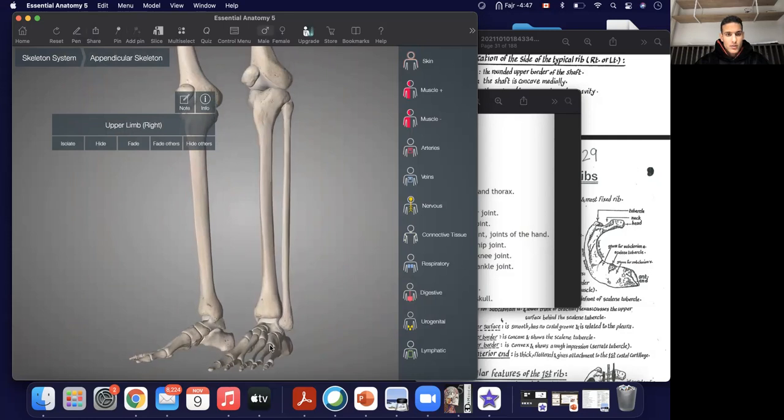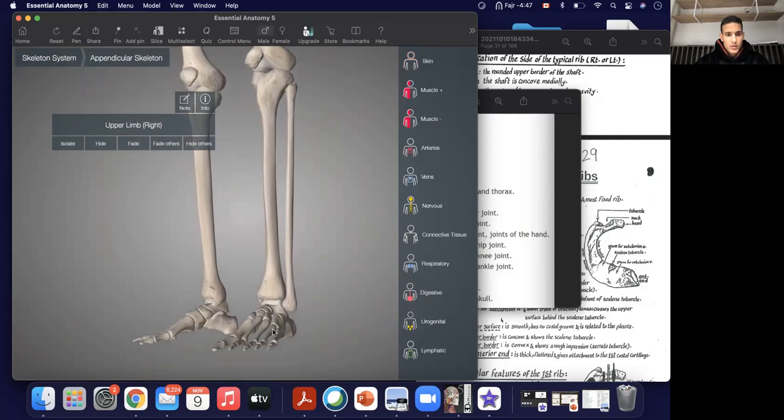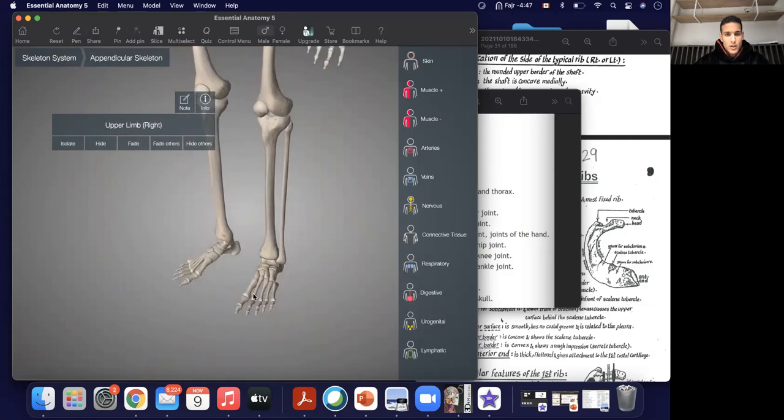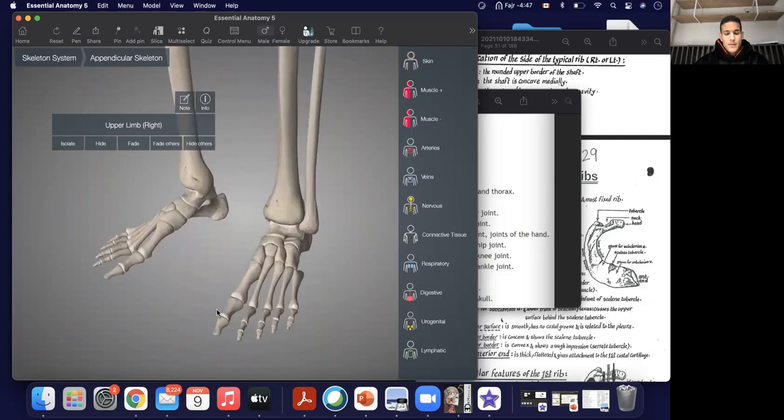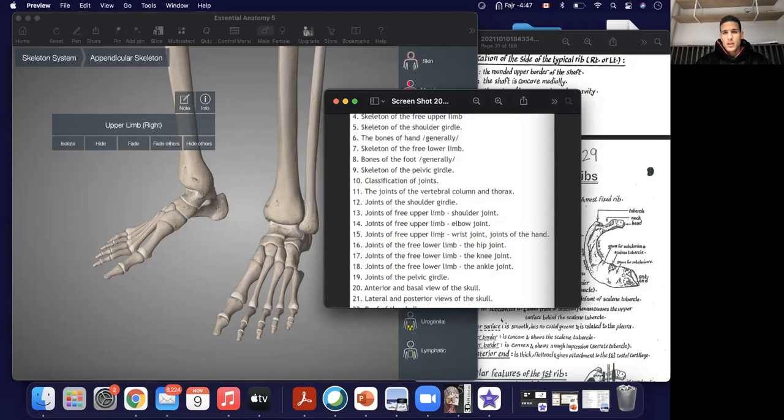Just give me a second. Metatarsals, and then you've got to talk about the phalanges. This one does not have a middle, just like the metacarpal, the hand phalanx, no middle. Then there's a middle for the rest. That's for the lower limb. Joints of the... where is it? Lower limb, bones of the foot done.